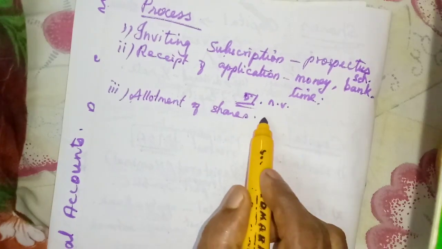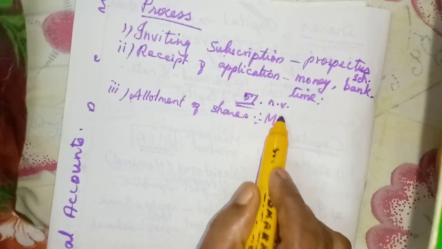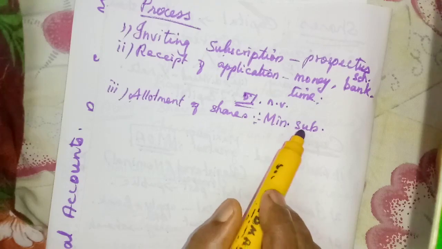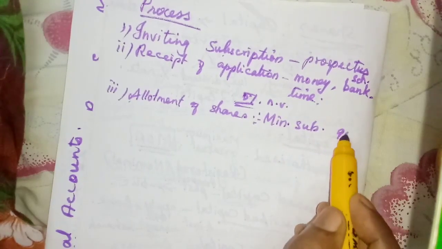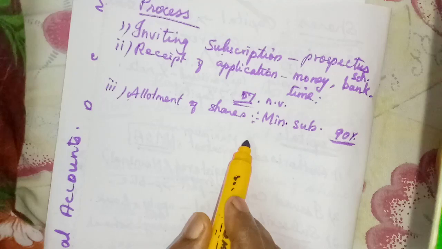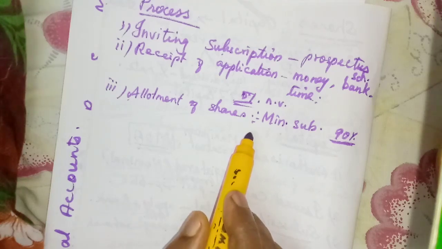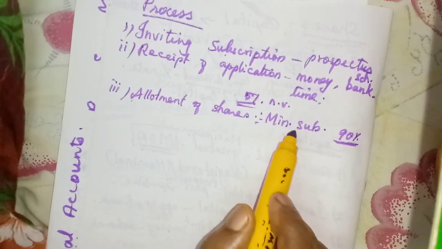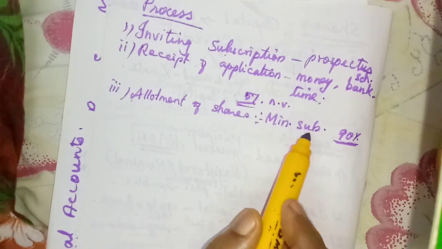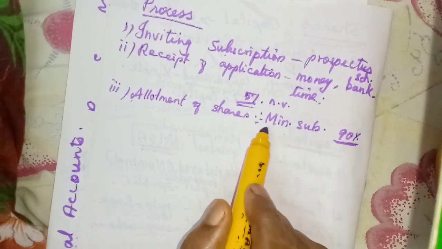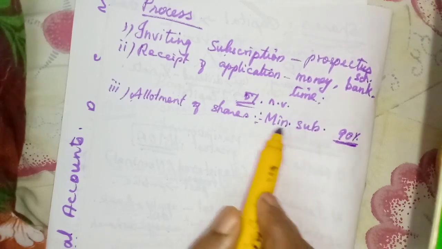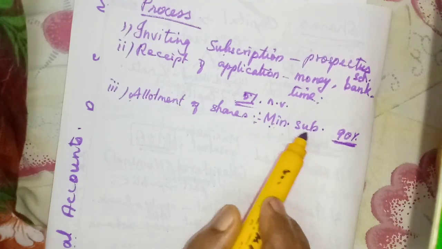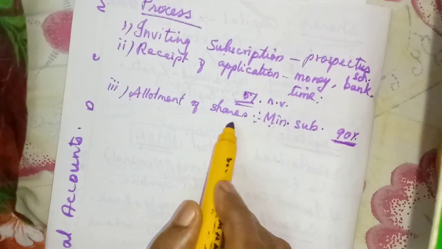There is one minimum subscription amount. Minimum subscription they have to receive, which is 90% of the issue price. If they have issued for 1 lakh, at least 90,000 shares must be subscribed. Now we will see. If they have received the minimum subscription given in the prospectus, the company will allot the shares.